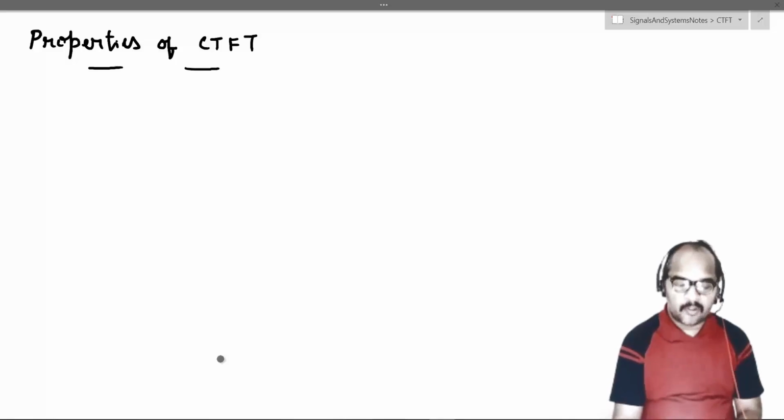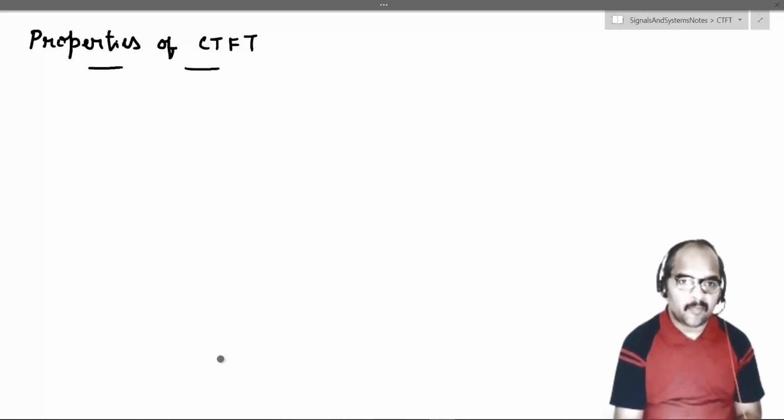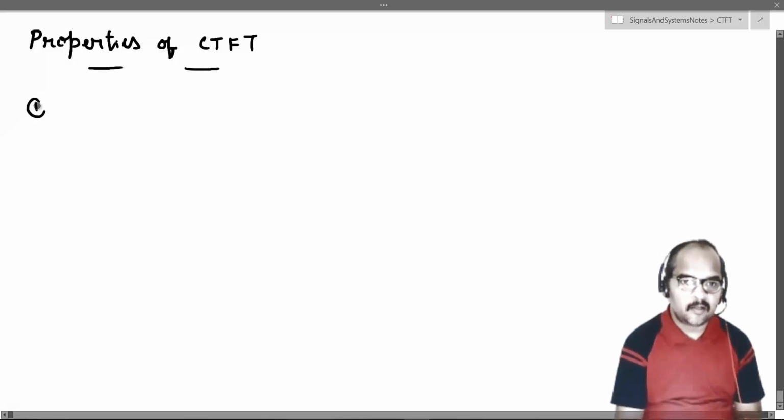Yes. So with those few examples, let's move on to the next topic, which is properties of the Fourier transform. There are 13 properties. We will see them one by one. The first one is the linearity property.